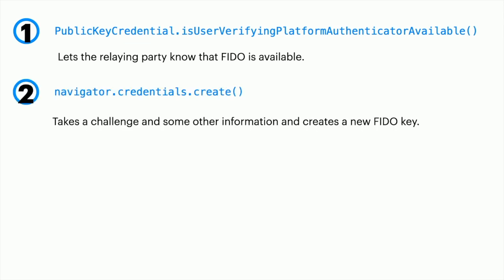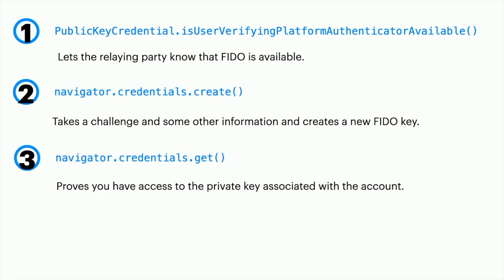Once you've done that, you can take over navigator credentials create. A dictionary of options is passed to this function, just some JSON with a challenge and a couple other pieces in it. That's where you can have your fun, pass that on to the real function if you want to, and then navigator credentials get.